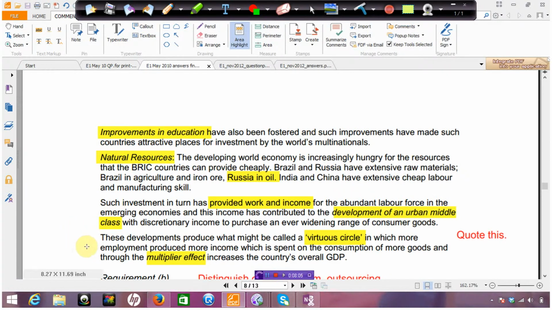Okay, and as a result of this, and this is really a summary point, what they're saying when they talk about a virtuous circle is that all of these factors will come together, not least IT, improvement of education, raw materials, natural resources, etc. All of these will come together to result in the emergence of these countries, and indeed a multiplier effect, which obviously impacts upon overall GDP.